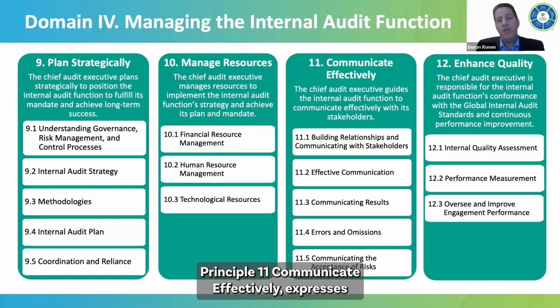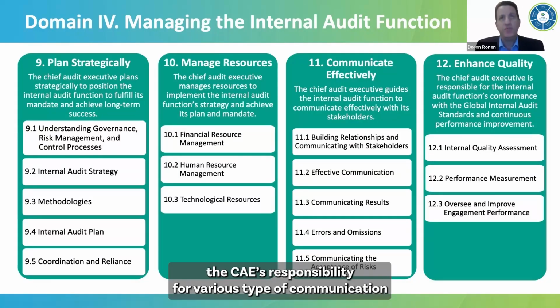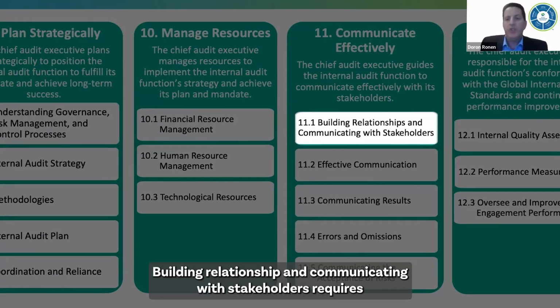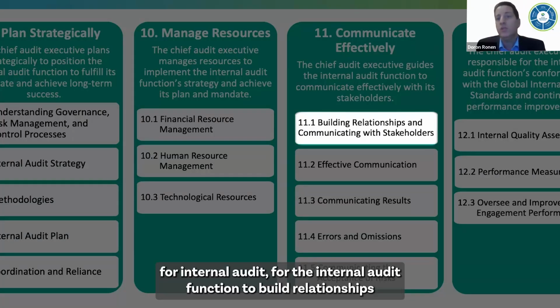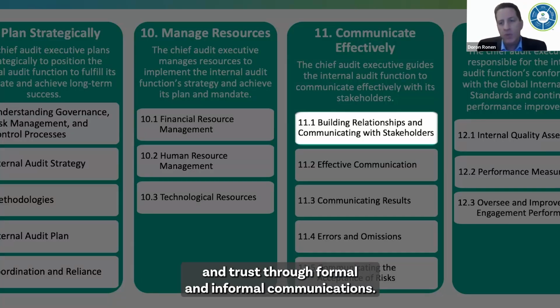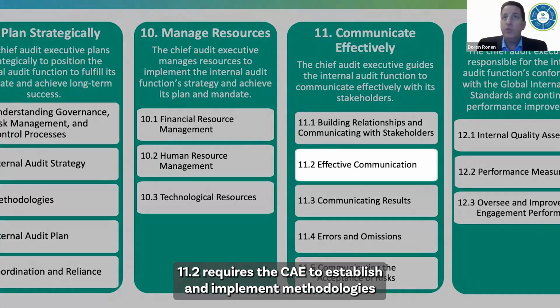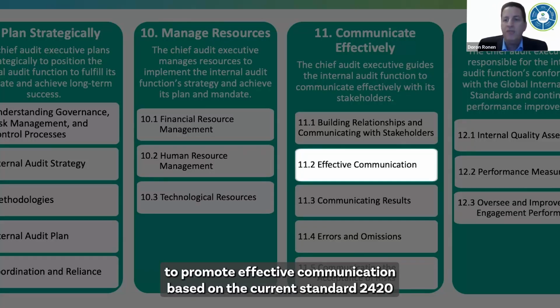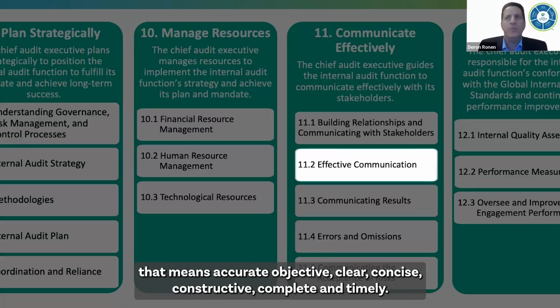Principle 11, Communicate Effectively, expresses the CAE's responsibility for various types of communication by the internal audit function. Standard 11.1, Building Relationships and Communicating with Stakeholders, requires the CAE to develop an approach for the internal audit function to build relationships and trust through formal and informal communications. 11.2 requires the CAE to establish and implement methodologies to promote effective communication based on the current standard 2420. That means accurate, objective, clear, concise, constructive, complete, and timely.